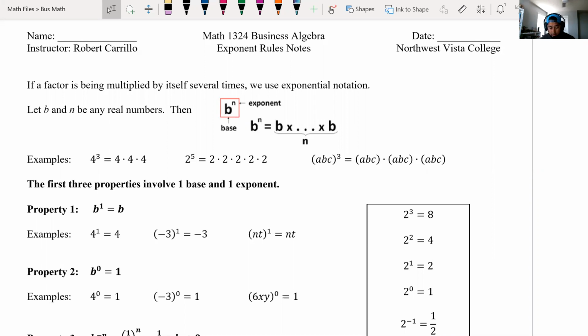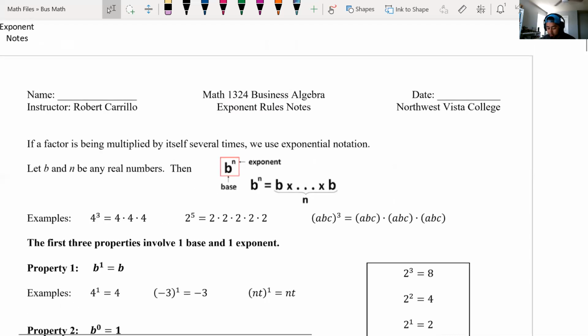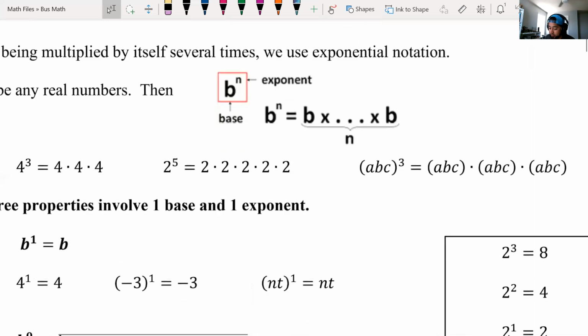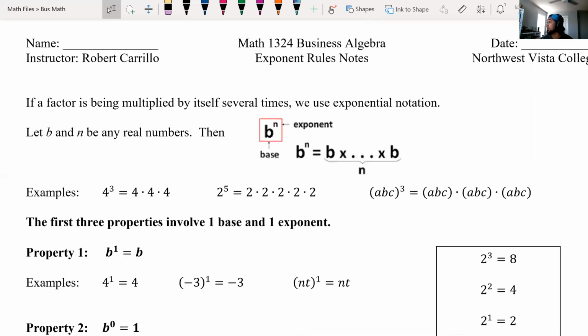Okay, so if a factor is being multiplied by itself several times, we use exponential notation. Let B and N be any real numbers. This means that for exponential notation, B is the base, N is the exponent, and N is the number of times that we expand B times B times B, as you see in the examples below. So 4 cubed means 4 times 4 times 4, 2 to the 5th is 2 times 2 times 2 times 2 times 2, and ABC to the third means ABC times ABC times ABC.